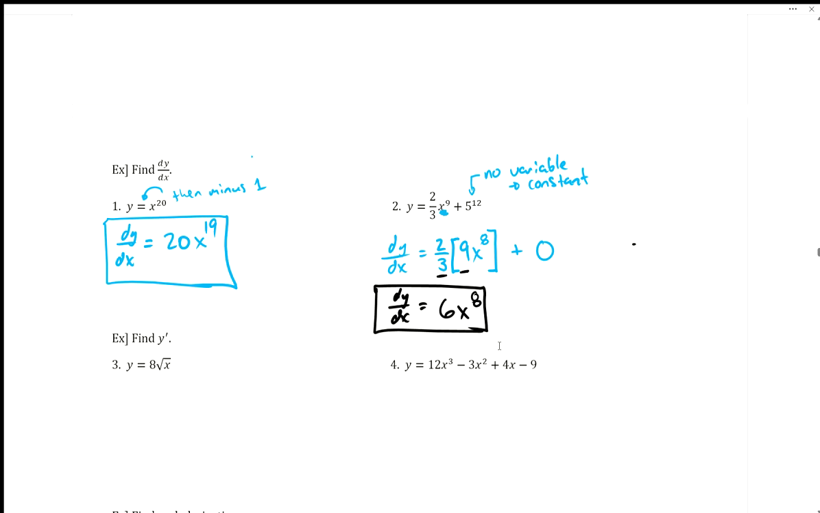Okay, so let's try these two as well. So it says find y prime. Okay, so y prime, that's a different notation. So that's okay. It's the same as dy dx if we want to write it like that instead. Okay, but we'll do y prime. So first thing though, number 3 here is not really ready to go. We need to first rewrite that.